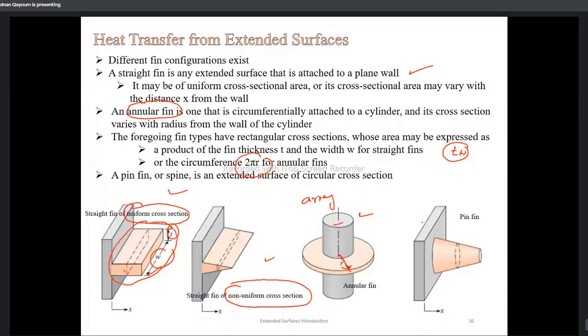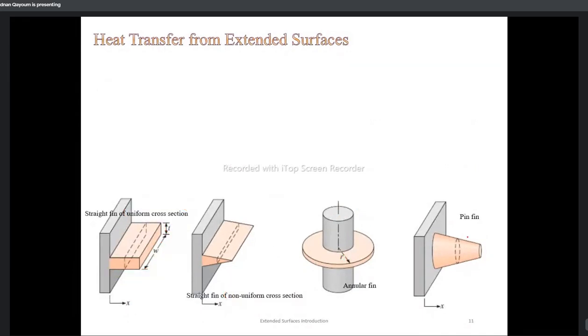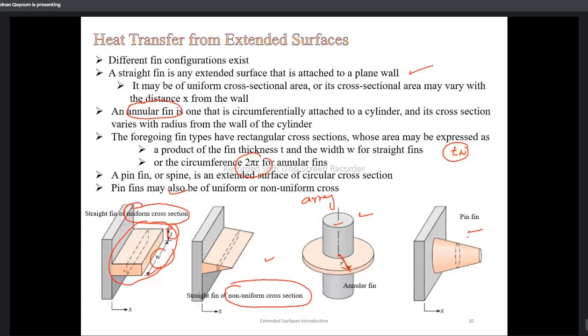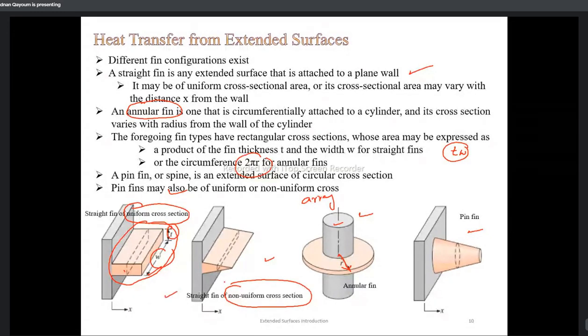So here is an example. Here this one is non-uniform. So pin fins may have uniform or non-uniform cross-sections. Okay, that's fine. I am just giving you what fins are available on which we have to put fins. In this course, I think we'll take some of these fins.